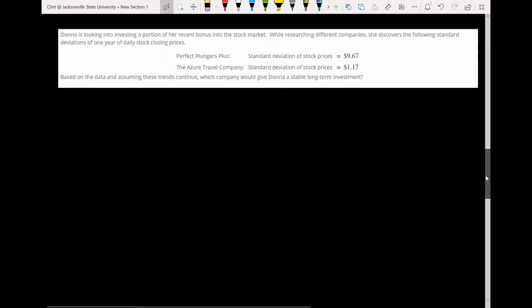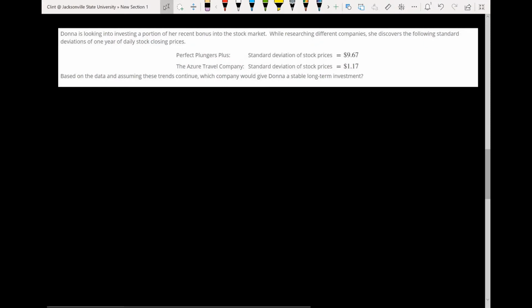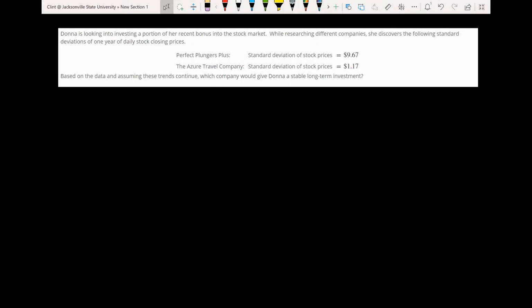Look at another one. So this one gives us the standard deviations of 1 year of daily stock closing prices for these 2 stocks. And it says which company would give Donna a stable long-term investment. Okay, so here the stock price is going to be more stable. It varies less if it has a smaller standard deviation.